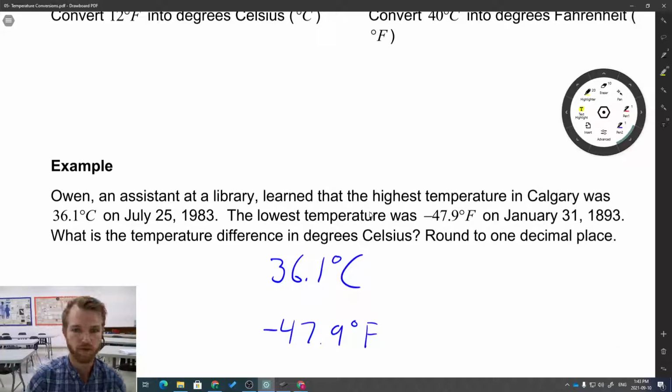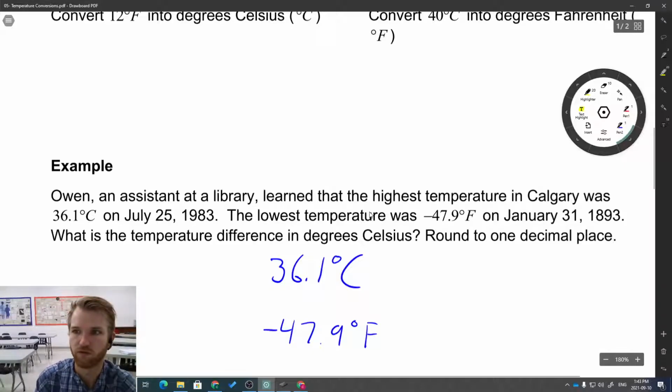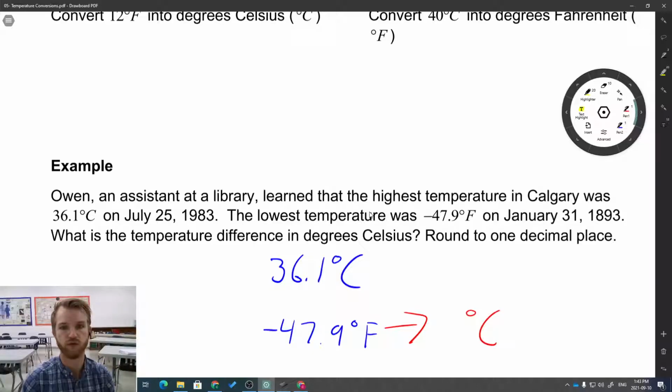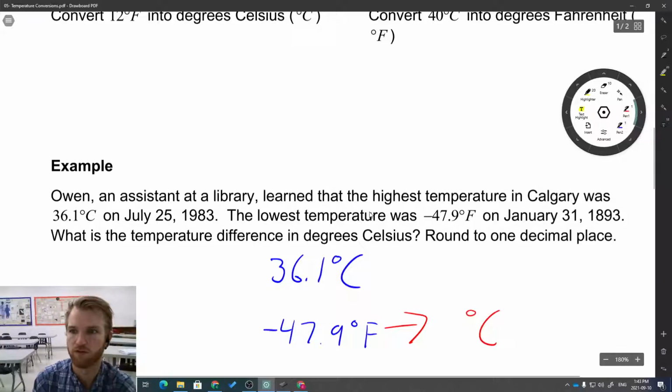If we want to compare these two, we need to have them in the same units. So what you're going to do is first convert this one into degrees Celsius. You're going to use your equations to turn that one into degrees Celsius. Now you're going to have two numbers. This is your high number, and this will be your low number. So I'm just going to use example numbers here.